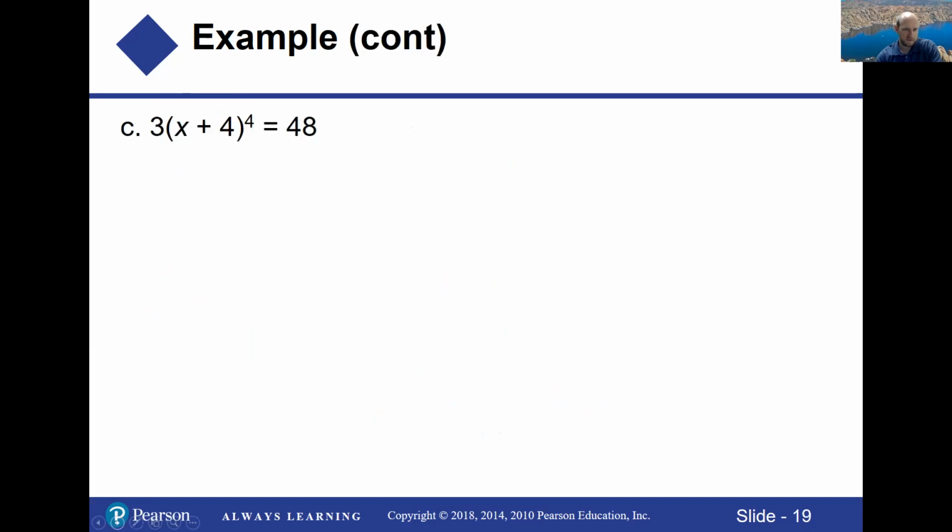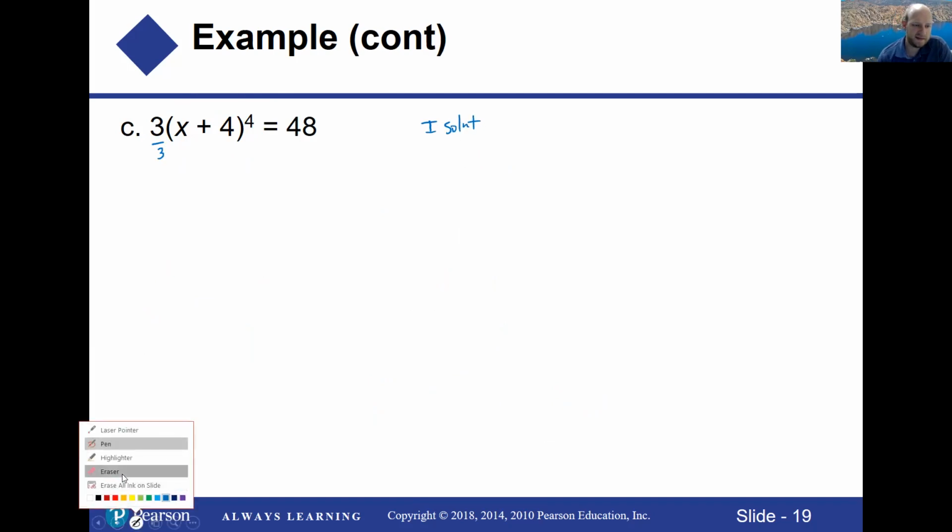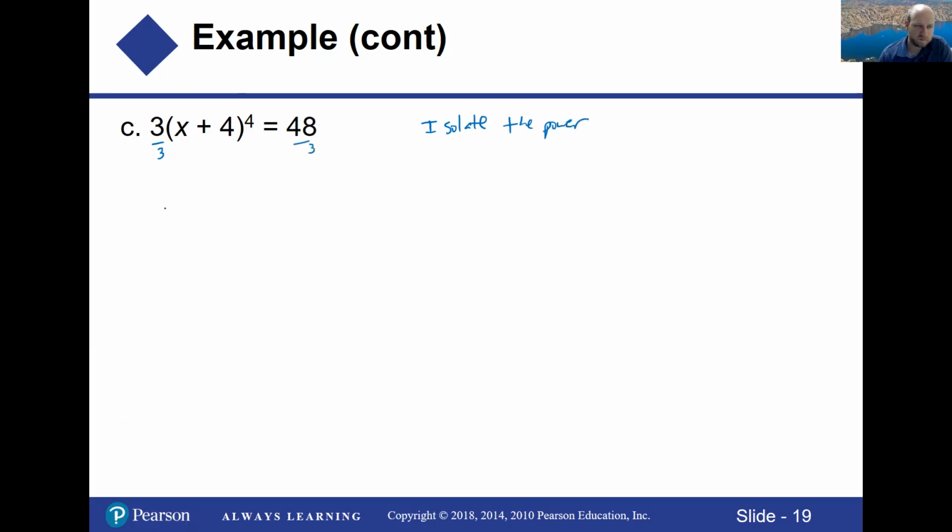Let me do another one where the power is even. This one's just a little bit harder. First of all, same kind of steps here when we have the radical. We have to isolate the power before we can take the fourth root. So let's divide by 3. So we have x plus 4 to the 4th equals 48 divided by 3, which is 16.